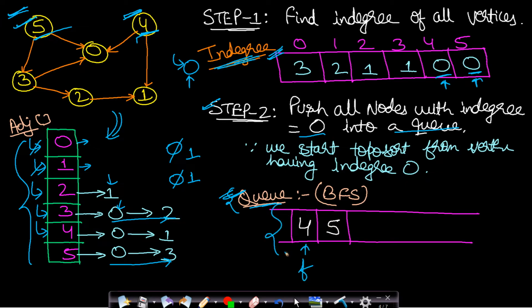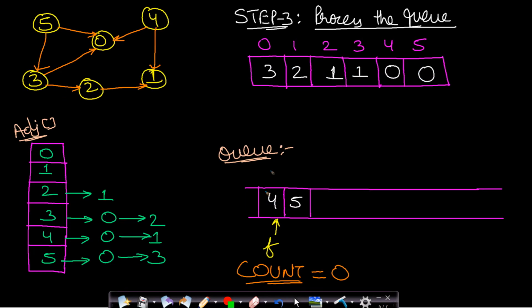Now our queue is formed, and in the next step we will start processing our queue. So how do we process it? Well, before processing, I will also take a count variable which will keep count of how many nodes are processed. This will be useful, I will explain later why. So from this graph, let us say we are processing node 4 first, and I will also be writing the topological sort here.